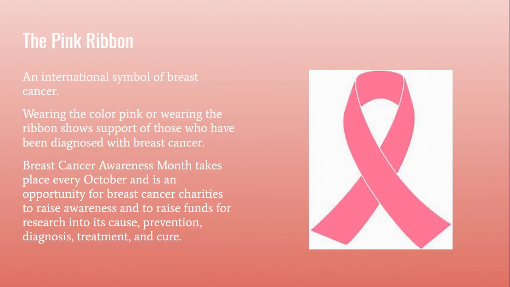So I'm sure many of you recognize this ribbon. This is the pink breast cancer ribbon. It is an international symbol of breast cancer. Wearing the color pink or wearing the ribbon shows support of those who have been diagnosed with breast cancer. And Breast Cancer Awareness Month takes place every October and is an opportunity for breast cancer charities to raise awareness and to raise funds for research into its cause, prevention, diagnosis, treatment, and cure.